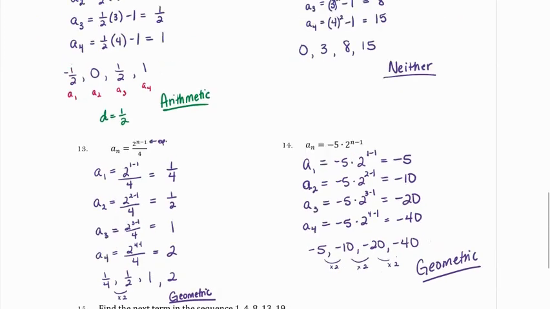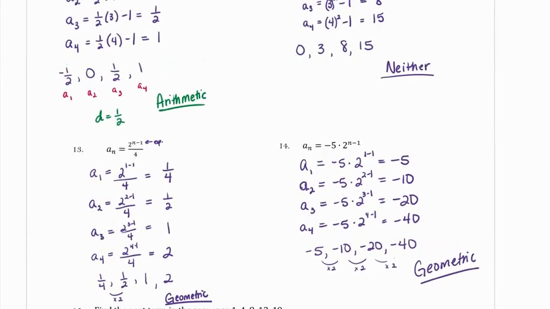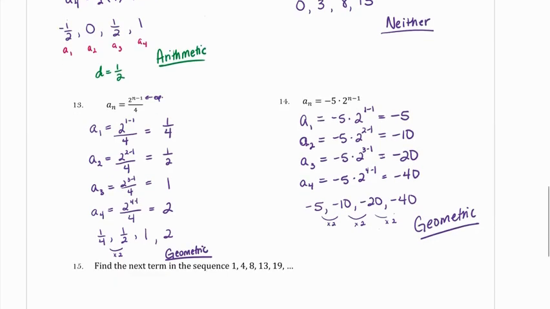So generating terms, if you've got a formula for the nth term, you just plug in the number of the term, and that gives you the terms for the sequence. Then once you've got a couple terms, you can decide what kind of sequence it is, if it's arithmetic, if it's geometric, or maybe it's neither.